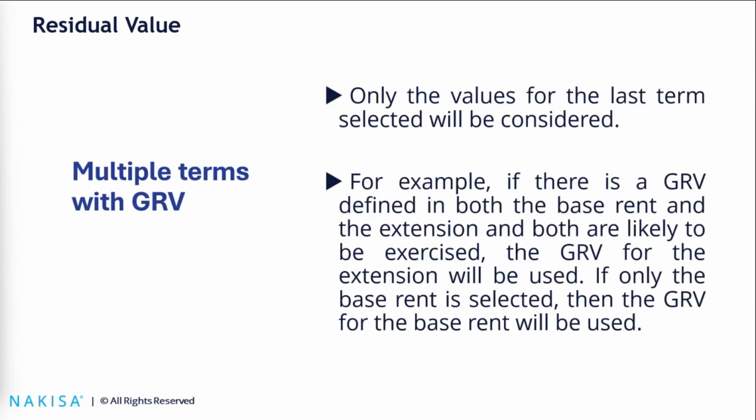And another thing to note is if we have multiple guaranteed residual values, the value for the last term will be considered. For example, if we have GRV defined in both base rent and extension, and both are likely to be exercised, the guaranteed residual value that is set at the extension will be considered. And if the extension is not exercised, then the guaranteed residual value for the base rent will be used.